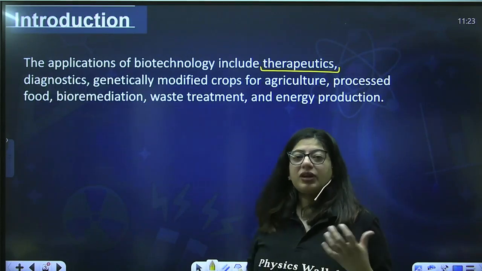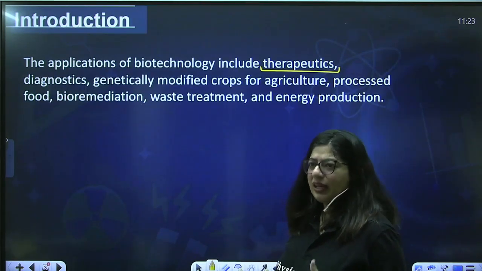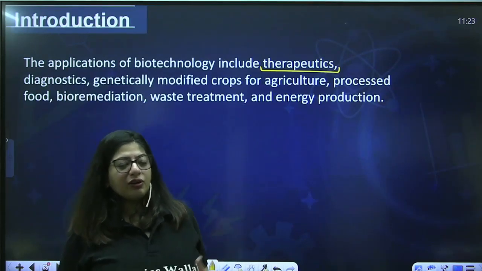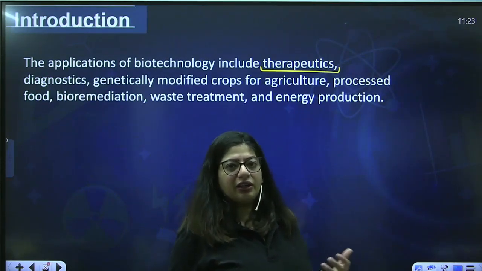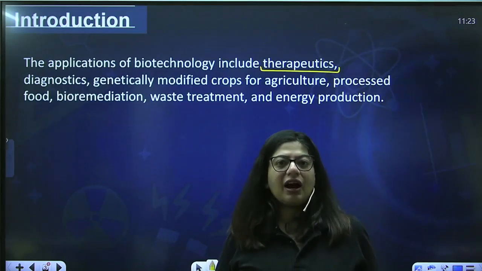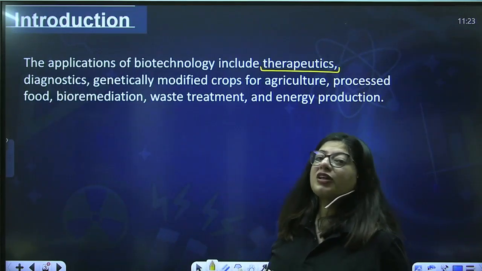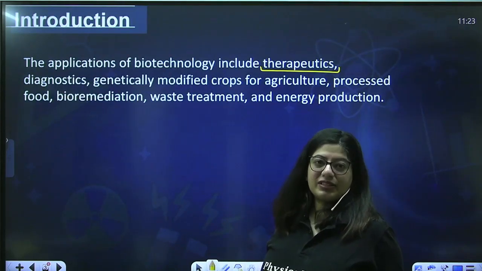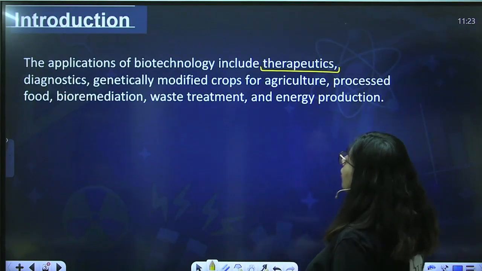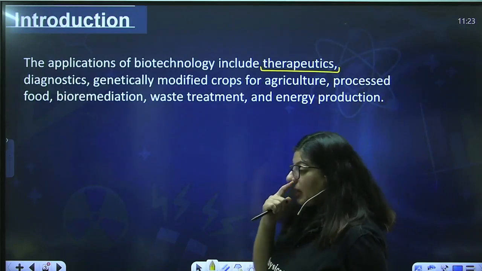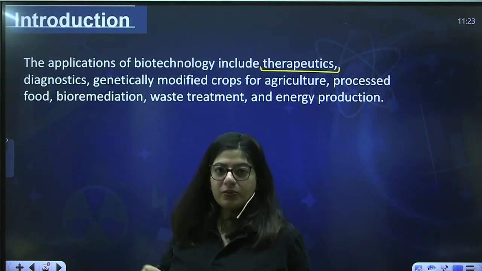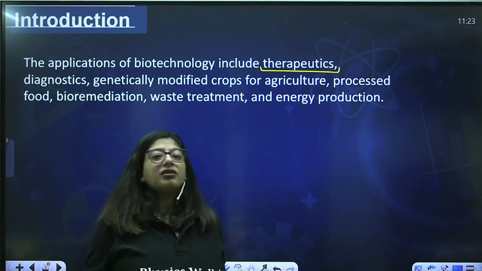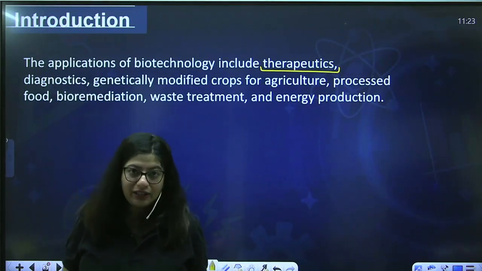Diagnostics, that is, how can you diagnose a disease? For example, nowadays when there was a lot of COVID, people used to undergo diagnosis and tests like RT-PCR. So they are also gifts of biotechnology. By that you can detect what kind of disease it is. Genetically modified crops for agriculture, that is, how we have modified our crops in the field of agriculture so that the crops can become a better variety, a high yielding variety.